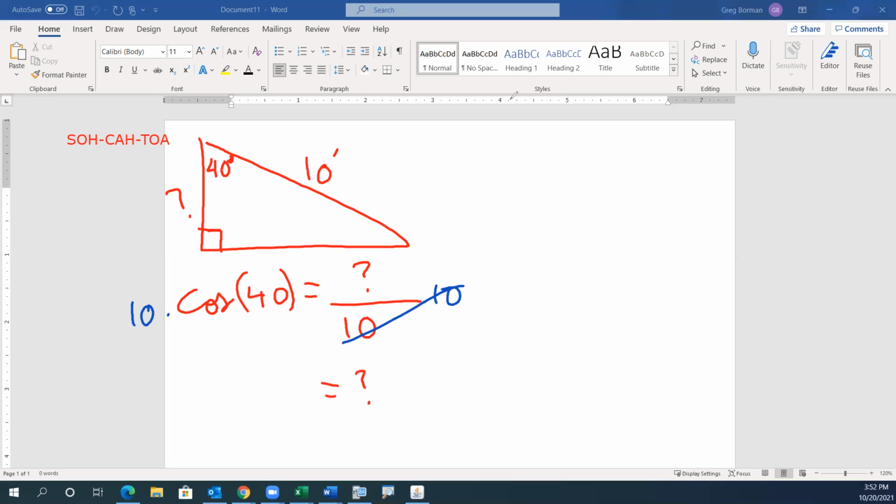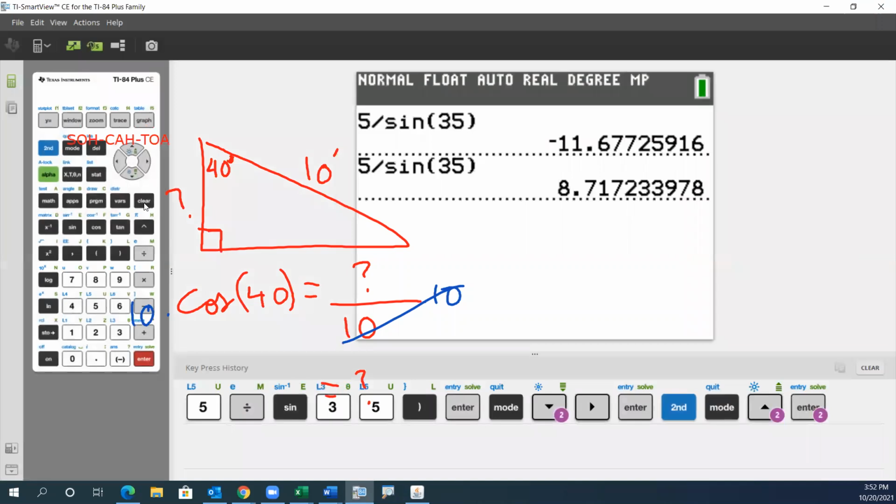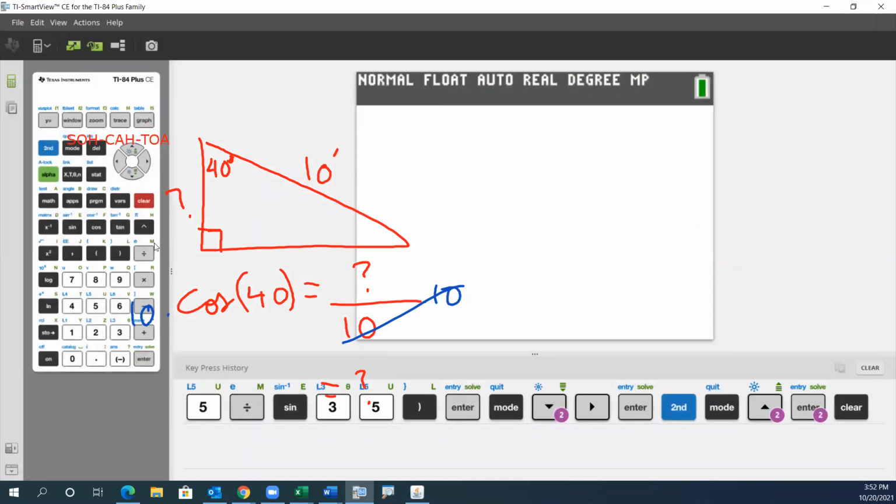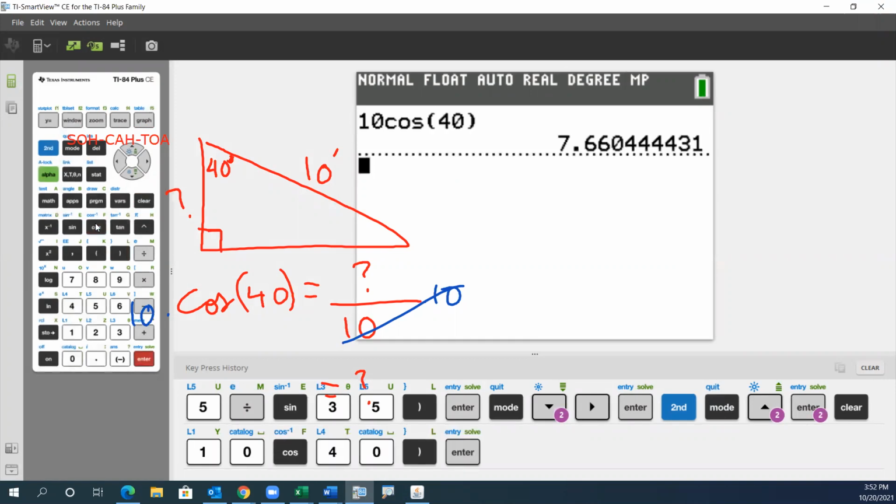Okay, so we already know that the answer better be positive, and it should be less than 10, because 10 is the longest side, it's the hypotenuse. Okay, so now we can go to our calculator, and we'll do 10 times cosine of 40 degrees, and we get 7.6 feet. And I'm not going to worry about the feet and inches and 16ths of an inch. This is fine for now. So I get 7.6 feet, and that feels amazing.